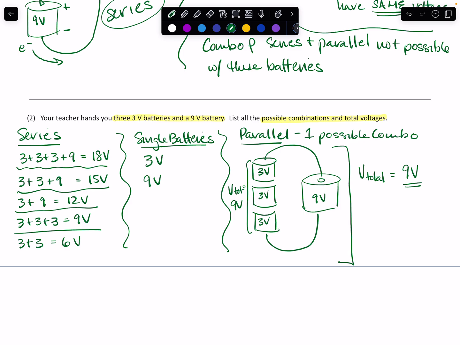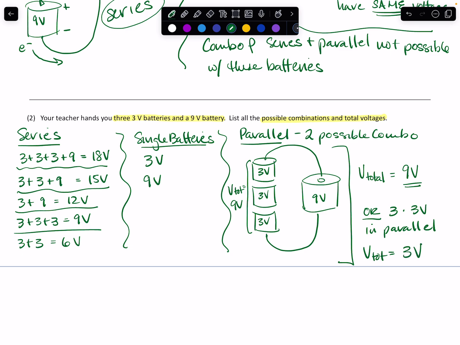If I remove one of the 3-volt batteries, then my series set will be 6 volts. That won't match up with the 9 volts, so I can't do it that way. I could put the 3-volt batteries in parallel, so I guess technically I shouldn't say that. There's two. I hadn't thought about that one. Two possible combos: this one, or the 3-volt batteries in parallel and I drop the 9-volt battery. And if I do that, then my total voltage for that is going to be 3 volts.